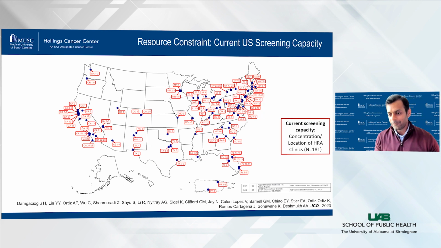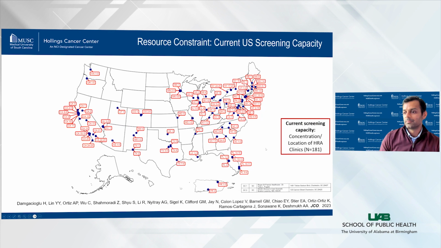Now, translating from evidence-based anal cancer screening recommendations to the challenges that we're facing. Currently, the major challenge in anal cancer prevention is high-resolution anoscopy. It is a scarce and limited resource in the US, in that there are only 181 HRA clinics. Most of these clinics are largely concentrated in California, New York, and Florida, in coastal US states.